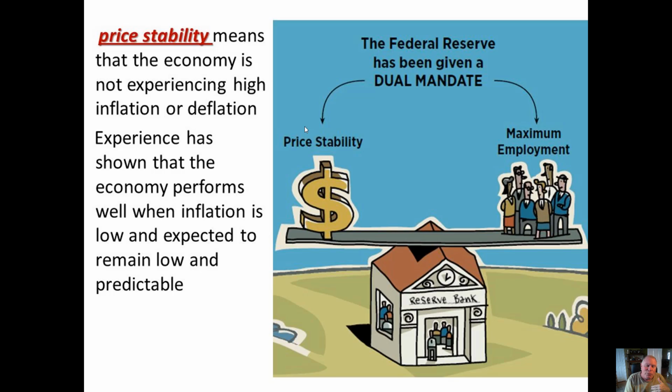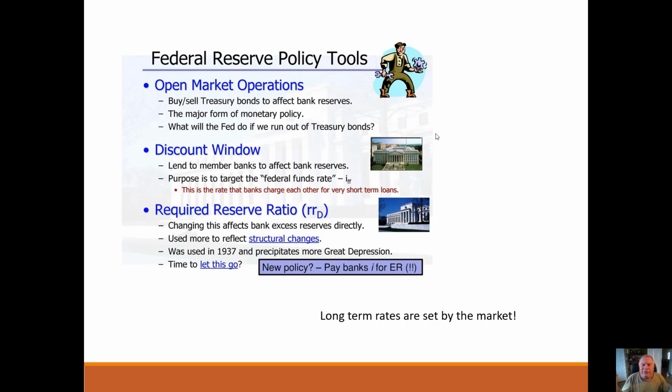But maximum employment, when you have a low unemployment rate, but it's driven by the lack of people in the workforce, that's not something that has occurred in the past, and traditional monetary policy hasn't been able to address that. What can the Federal Reserve do? Open market operations. They can buy or sell bonds. And what that does is it creates liquidity.